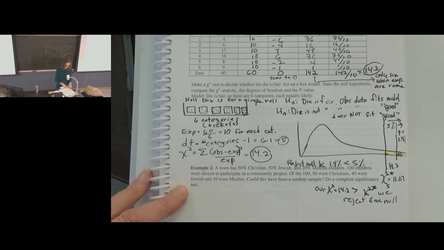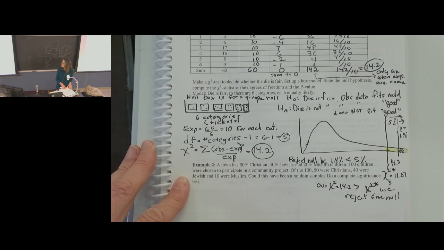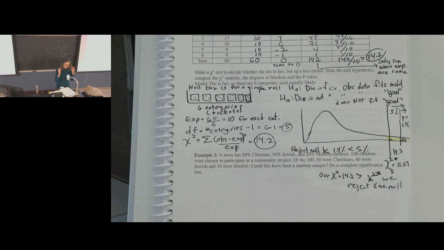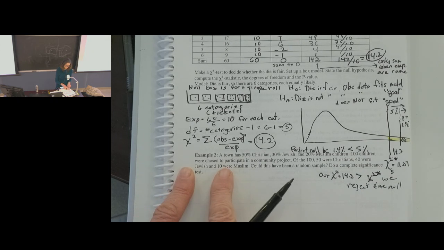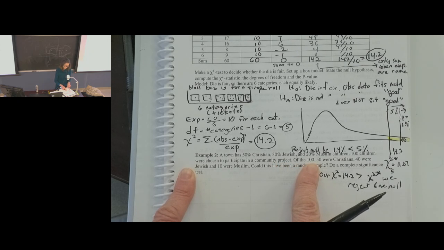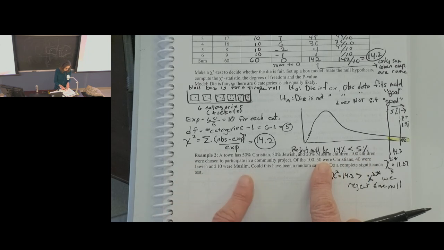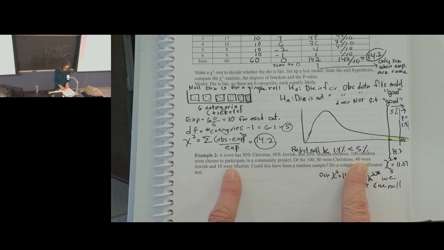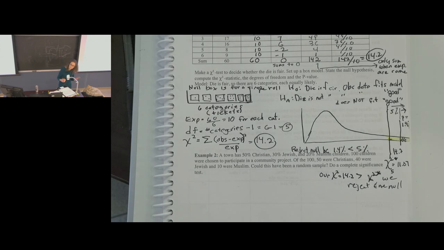All right, now let's try one where it's not all the same expecteds. So this says a town has 50 Christians, 30 Jewish, and 20 Muslim children. And it says 100 children were chosen to participate in a community project. Of the 100, it turned out 50 were Christian, so 50 matches up with the 50%, but 40 were Jewish and 10 were Muslim. So the question is, could it have been a random sample?